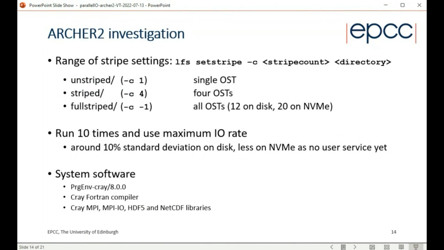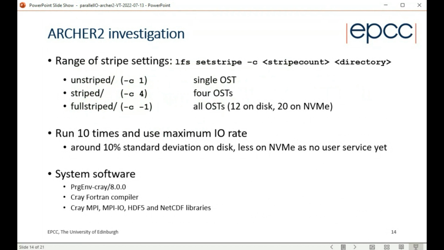So on the ARCHER2 investigation, I said I wrote to three file systems. They're called unstriped, striped, and full striped. And you can set the striping using Lustre lfs setstripe, and then you set the stripe count. So the way I set up the benchmark is I set the unstriped to a single OST, the striped to 4 OSTs, and the full stripe you set to -1, and Lustre picks all the OSTs. So that would be 12 OSTs on the disk file system and 20 on the NVMe solid state system. And I run 10 times and use the maximum I/O rate.